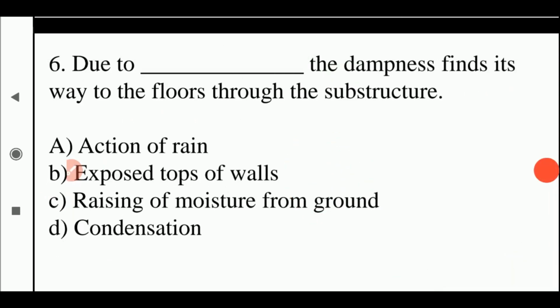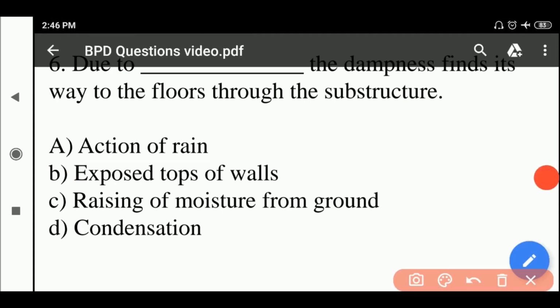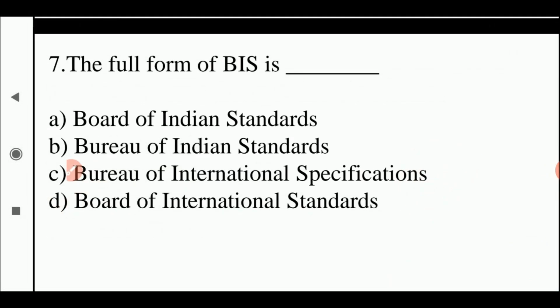Next objective, due to dash dash the dampness finds its way to the floors through the substructure. Option first action of rain, second exposed top of walls, third rising of moisture from ground and fourth condensation. So the answer for this question is rising of moisture from ground. Option C is correct.